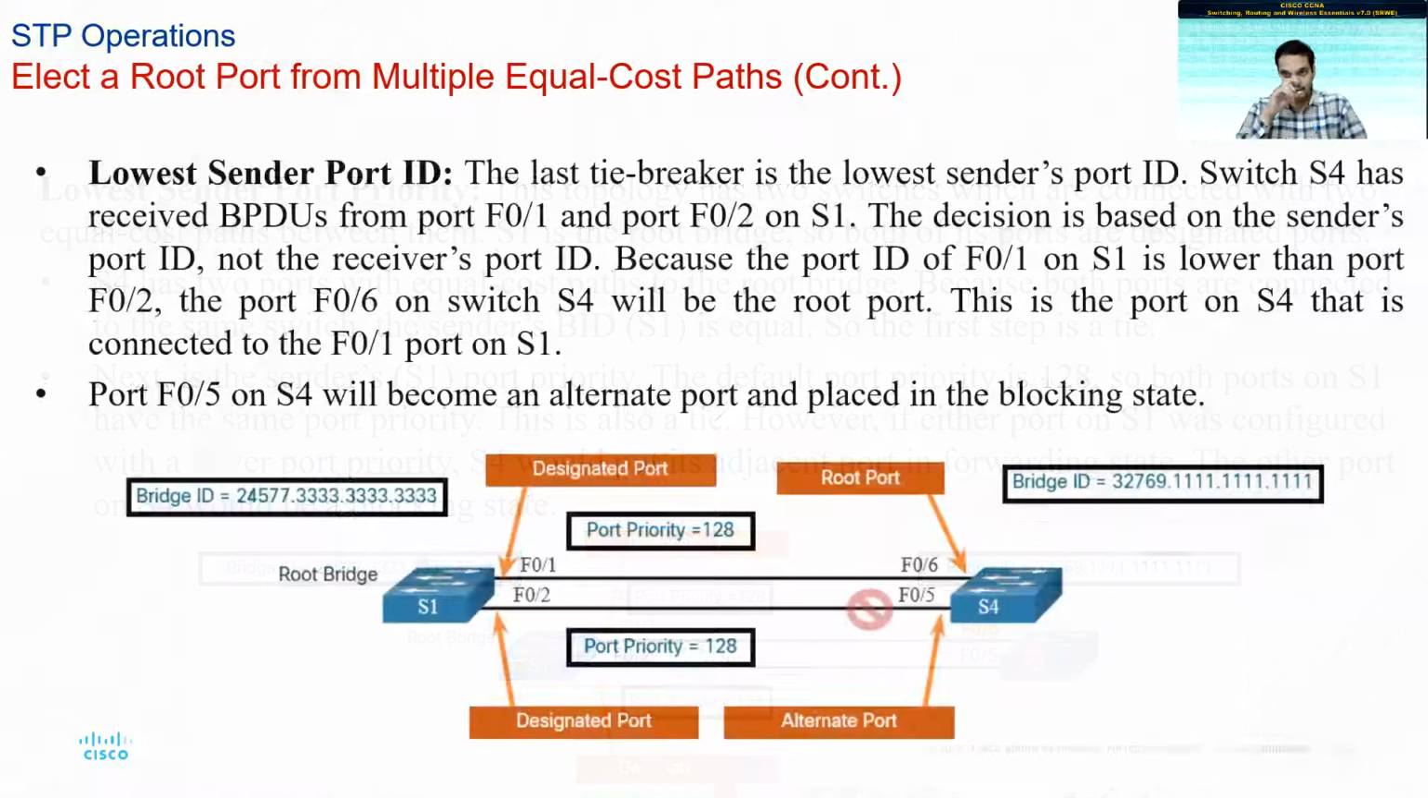And the third way of breaking the tie is the sender's port ID. Now, if you see the same example, I'm repeating it here. Usually port priorities remain the same, so they won't be of much help to break the tie.